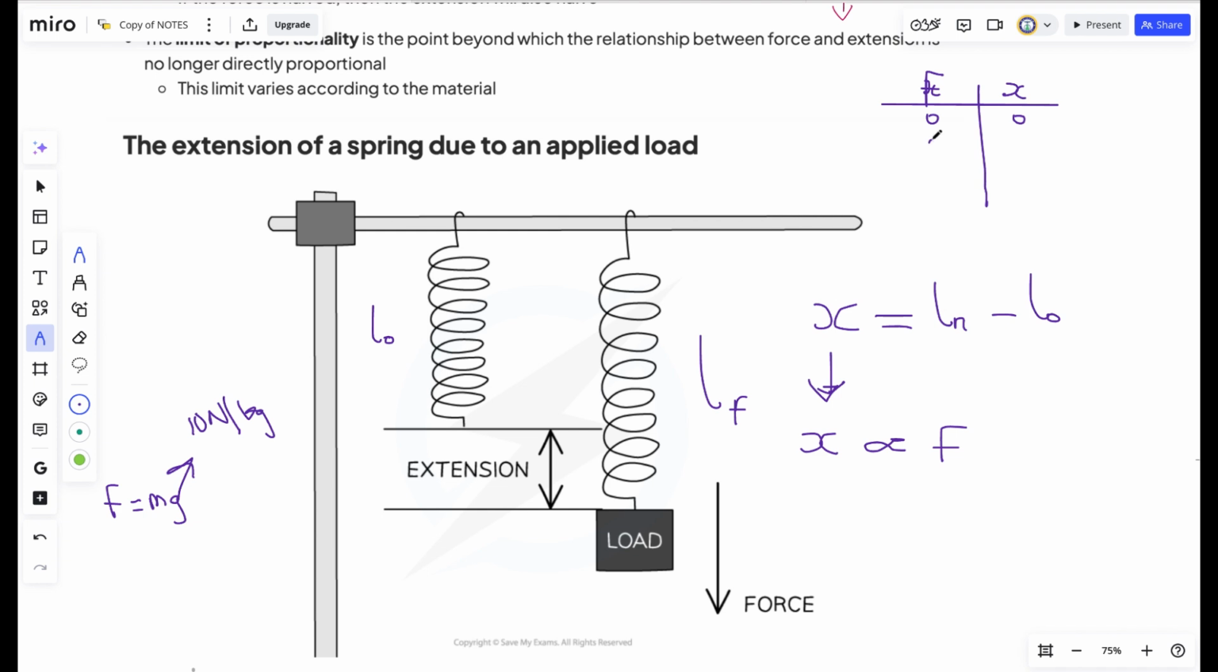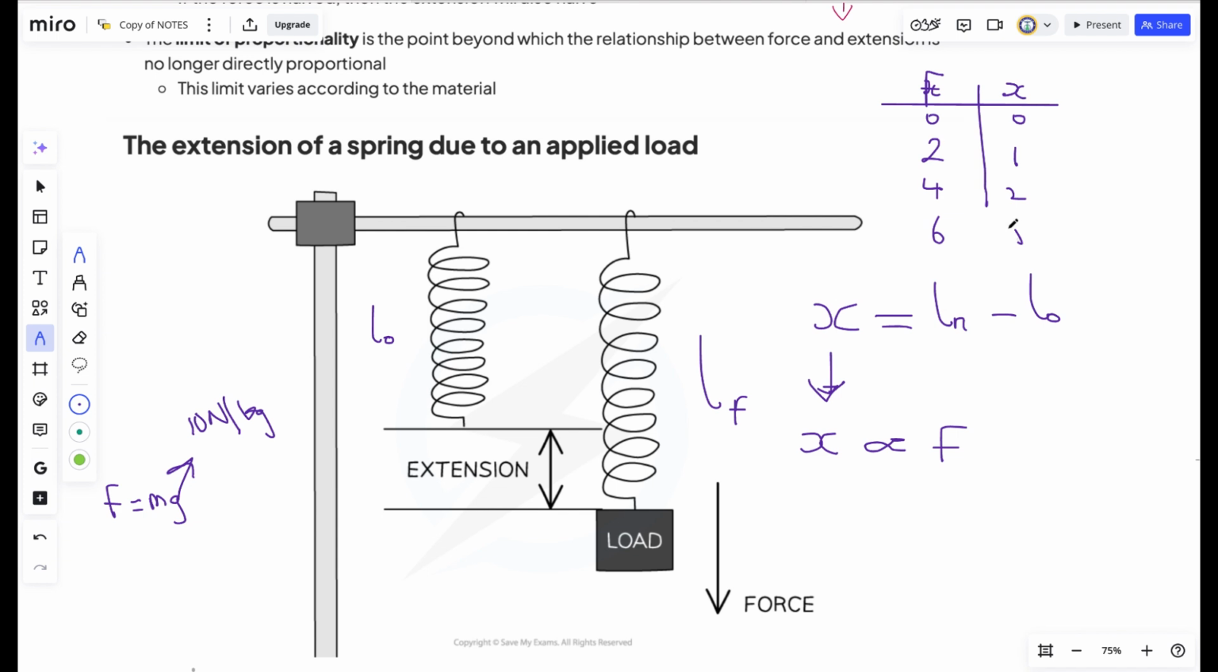Now we had 2 Newton, then this one becomes 1 centimeter. This one we make it 4 Newton. This one becomes 2 centimeter. You see they are in proportion. Every 2 increment here is 1 increment here. So the next one, if you have 6, here will be 3.